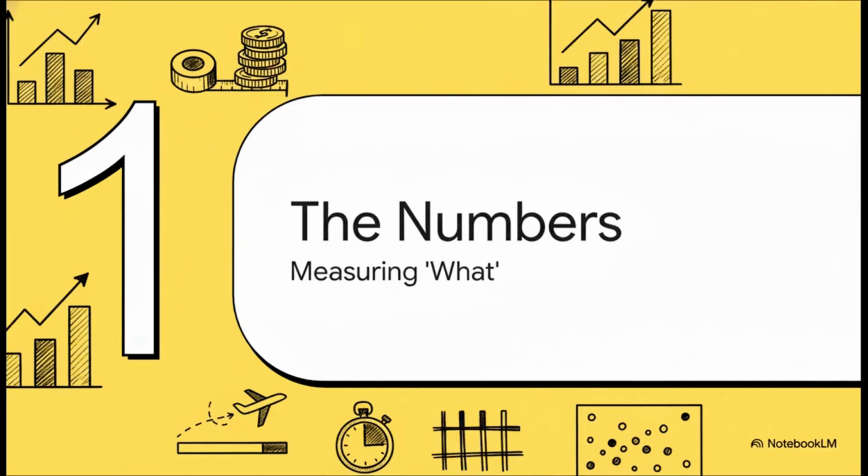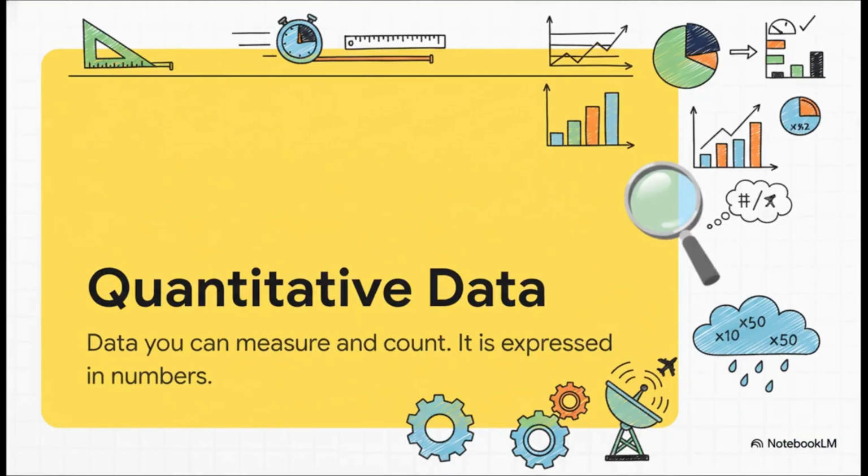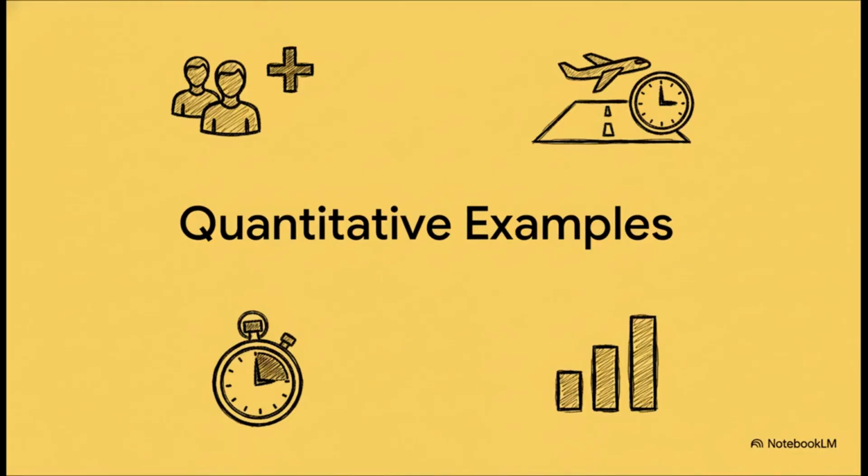Okay, so first up, let's talk about the world of numbers. This is the stuff you can measure, you can count, and you can plot on a chart. It's the hard, objective proof of what is actually happening. So the official term for this is quantitative data, and the name kind of gives it away, right? It's all about quantities. How many, how much, how long. Basically, if you can put a number on it, it's quantitative. Simple as that. And let me tell you, aviation is just swimming in this stuff.